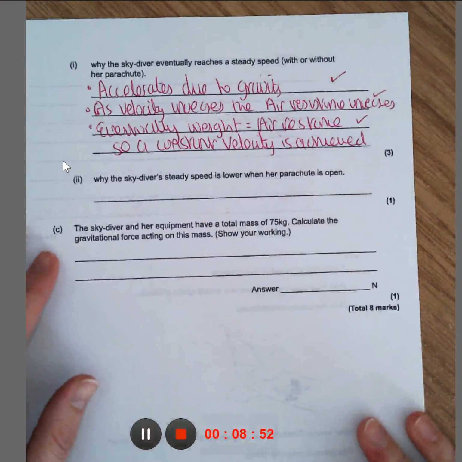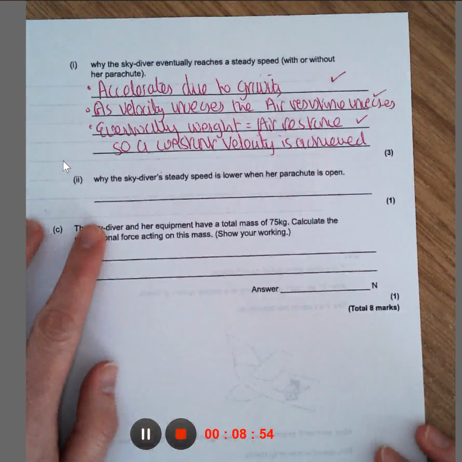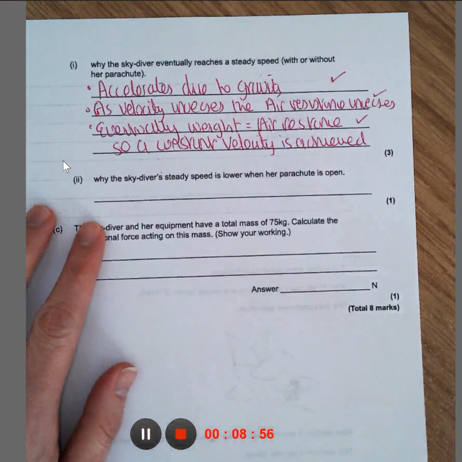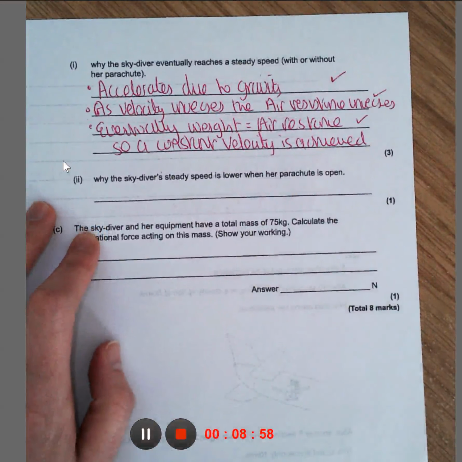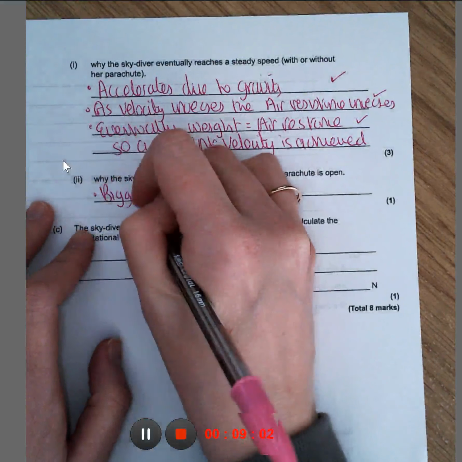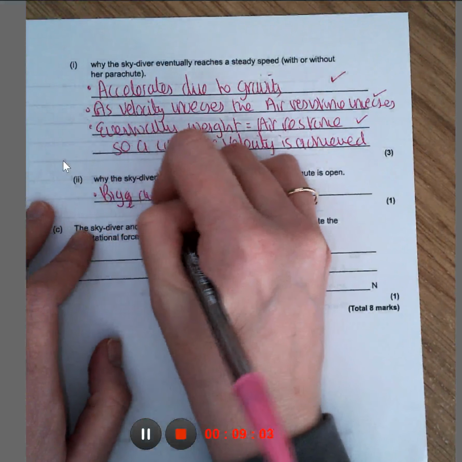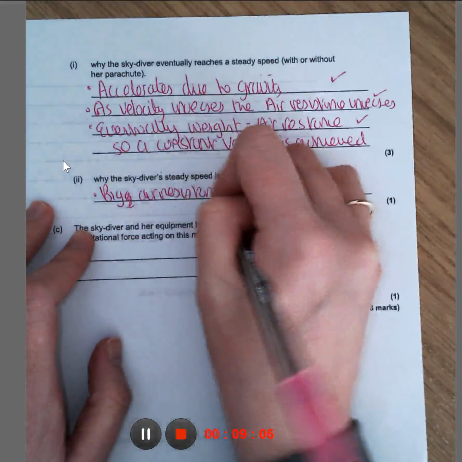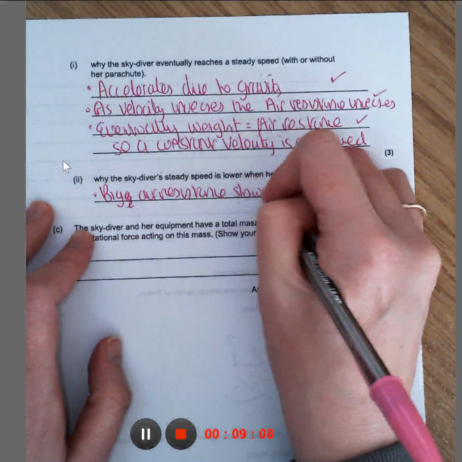Explain why the skydiver's steady speed is lower when the parachute opens. Basically it's because there was a big air resistance. So the big air resistance slowed them down.